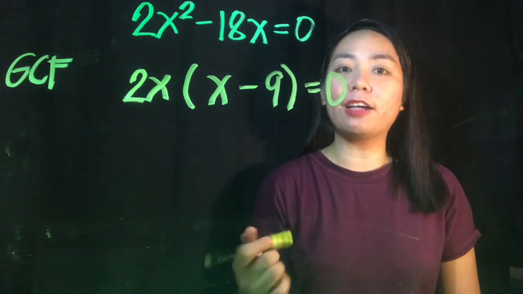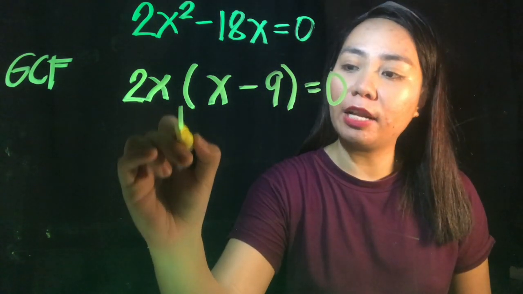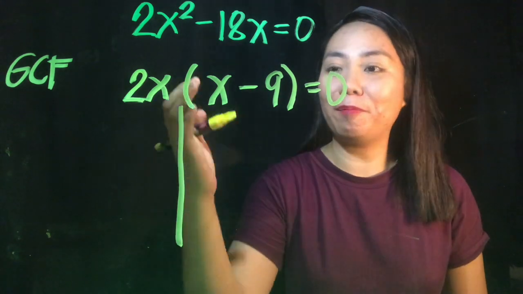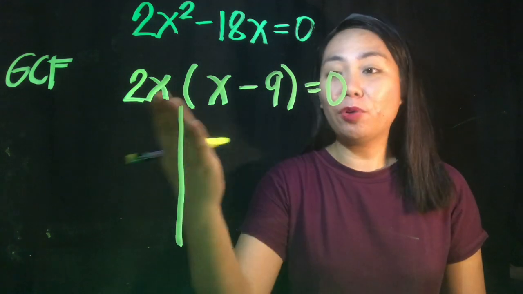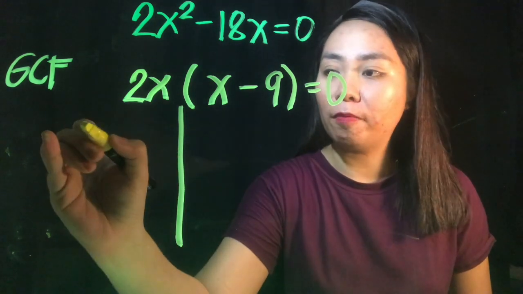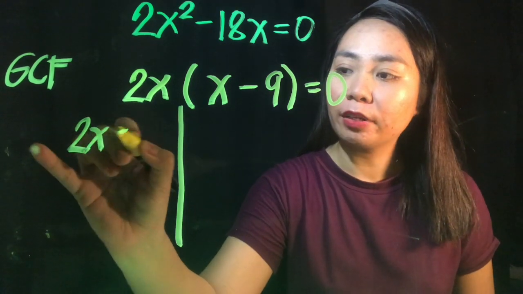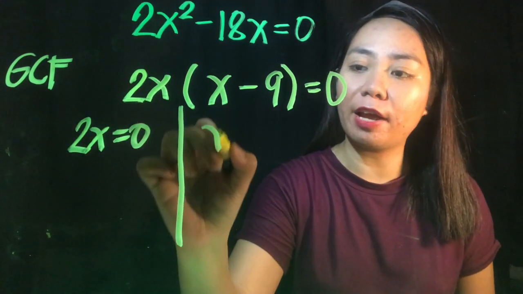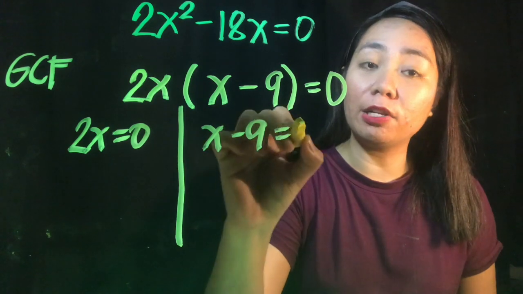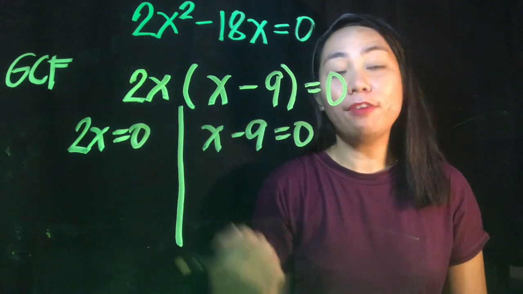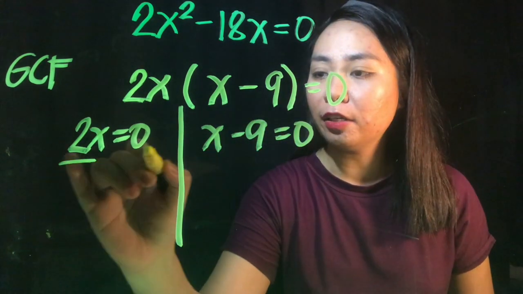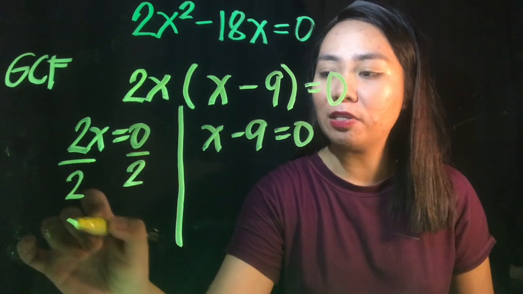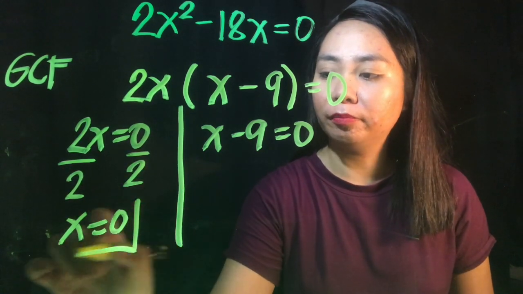Since it's already factored, pwede na po natin kunin ang values ng x. Of course, do not forget to equate both with 0. So you have there 2x equals 0, and then you have your x minus 9 equals 0. And then you have to solve now for your x here. Even if you divide it by 2, the answer will still be 0.